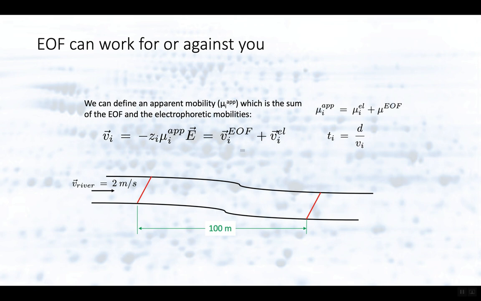The downside with EOF is, what if we have a really good swimmer who's swimming upstream at negative 2 meters per second? The river's moving at 2 meters per second. His apparent velocity is 0, so he'll never reach either the starting point or the ending point. He's stuck in that river forever. He can't go in either direction. He's exactly counterbalancing the river. He'll never come out. So that's kind of a way I like to think about it.